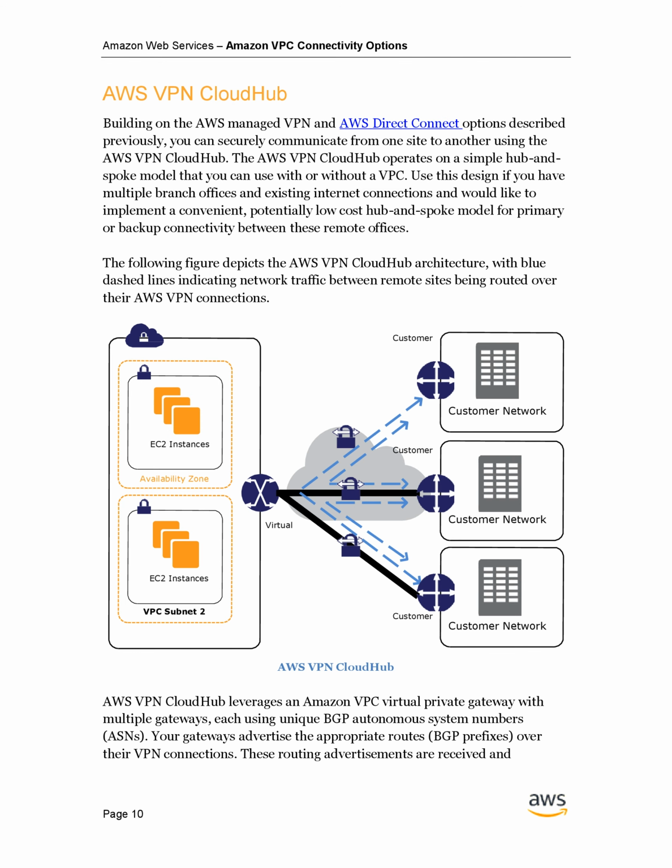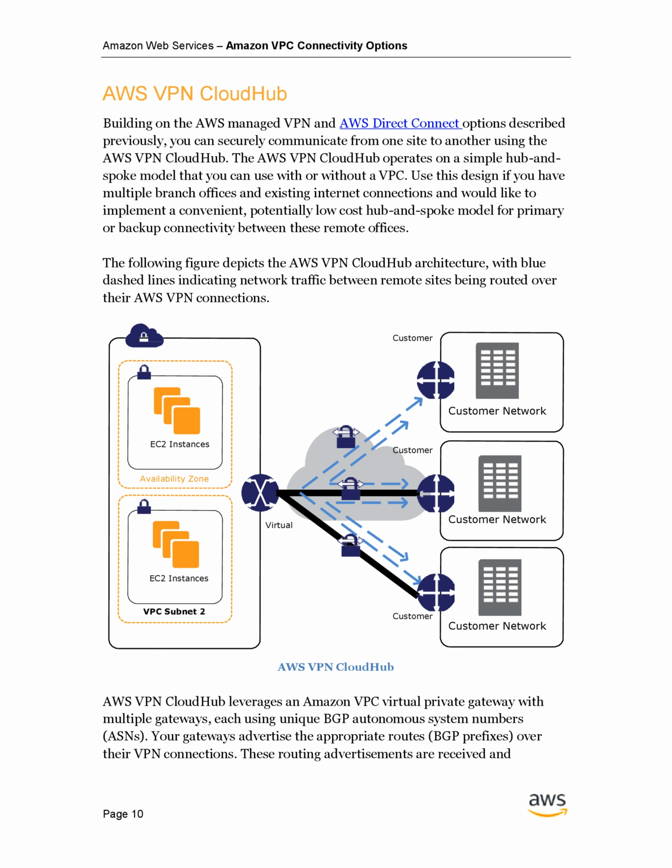AWS VPN CloudHub. Building on the AWS Managed VPN and AWS Direct Connect options described previously, you can securely communicate from one site to another using the AWS VPN CloudHub. The AWS VPN CloudHub operates on a simple hub and spoke model that you can use with or without a VPC. Use this design if you have multiple branch offices and existing internet connections and would like to implement a convenient, potentially low-cost hub and spoke model for primary or backup connectivity between these remote offices.